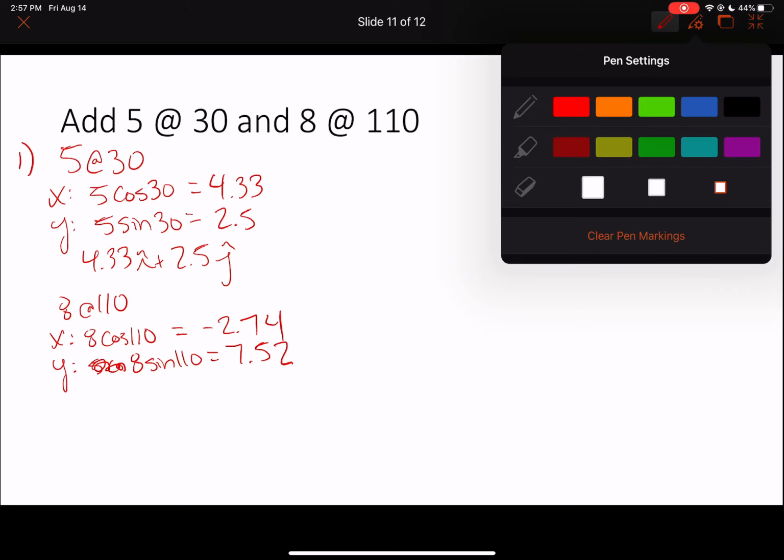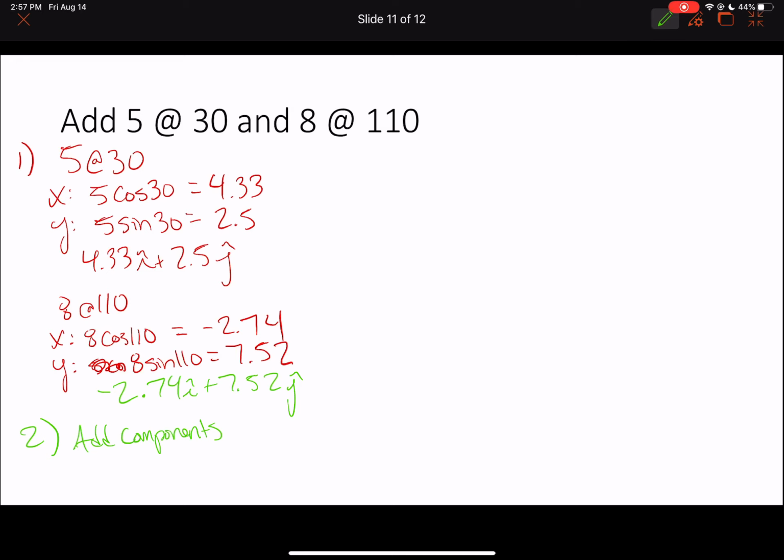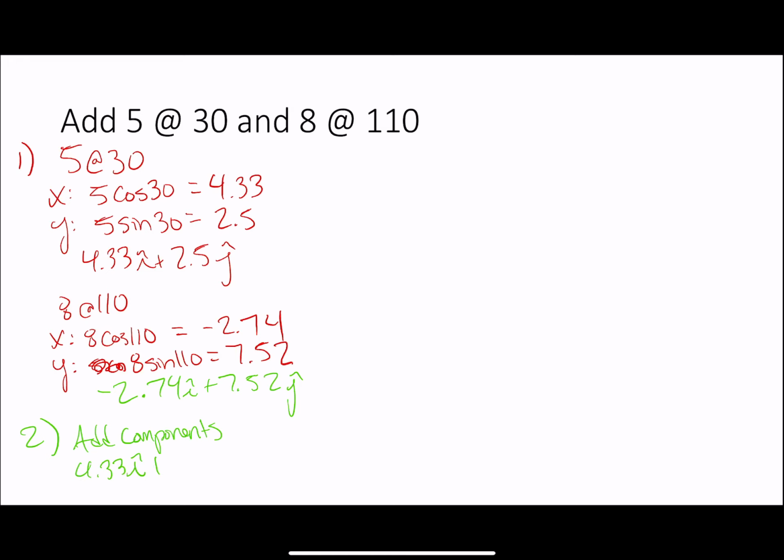All right, let me change colors. All right, 2. Oh, and let me go ahead and write this. Negative 2.74 i hat plus 7.52 j hat. All right, step 2. Add the components. All right, so we're adding 4.33 i hat plus 2.5 j hat minus 2.74 i hat plus 7.52 j hat. I said that wrong, but I wrote it right. Okay, and this looks messy. I'm going to move it up here.